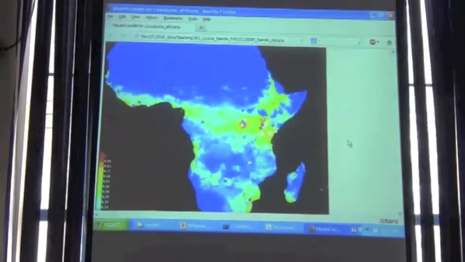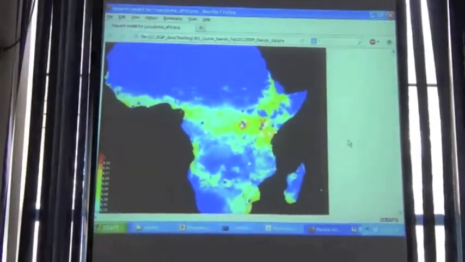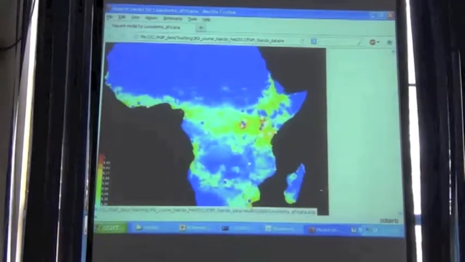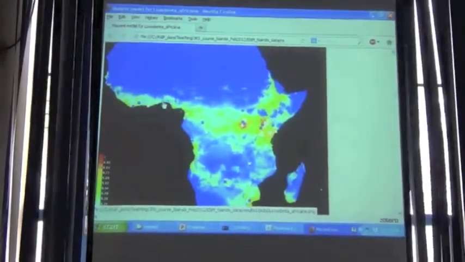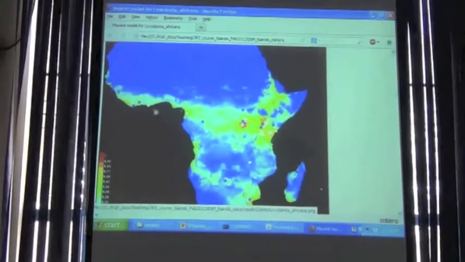So I'm not going to try and interpret that now. It makes sense for this set of occurrence points. I think this was the elephant, wasn't it?